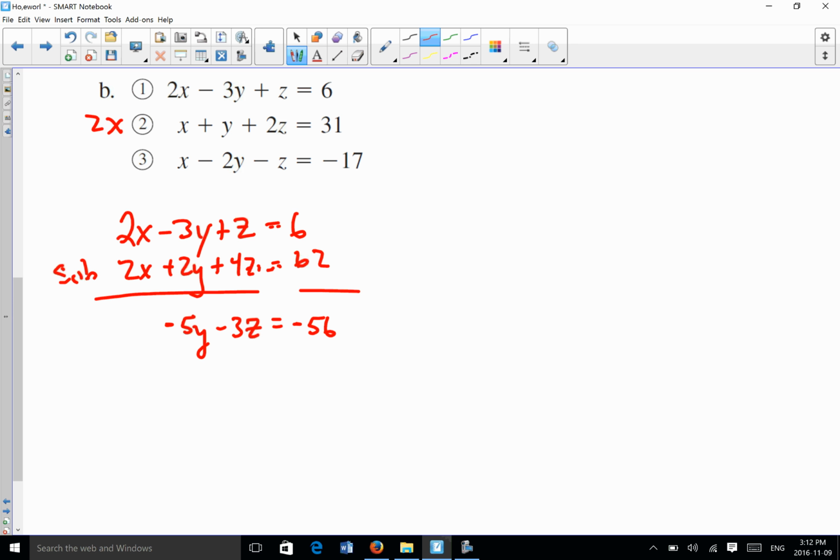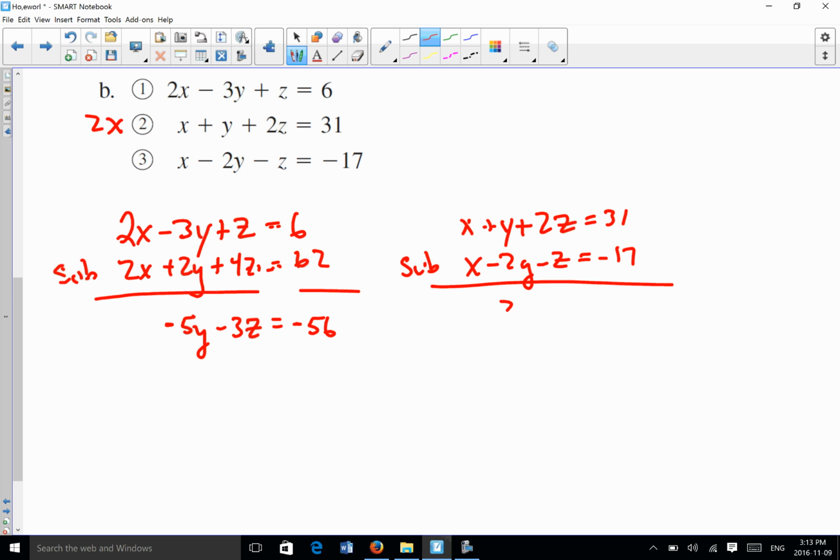So I need to pick 2 other equations. Let's take equations 2 and 3 this time. So equations 2 and 3 are x plus y plus 2z equals 31, and x minus 2y minus z equals negative 17. I want to eliminate the x's again. Now it's my objective here, right? Eliminate the same letter from both equations. So I'm going to subtract.